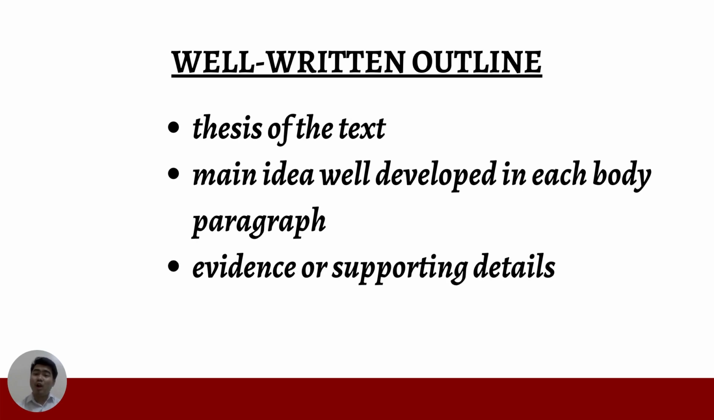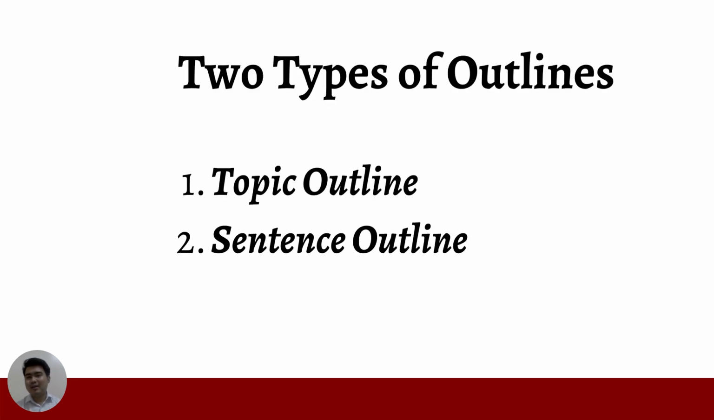A well-written and developed outline has the following: the thesis of the text, the main idea that is well developed in each body paragraph, and also the evidence or supporting details in each paragraph to back up the main idea. To tell you, there are two types of outlines. The first one is the topic outline, and second is the sentence outline. Now let's discuss the two.